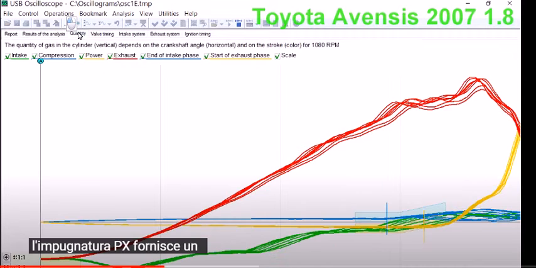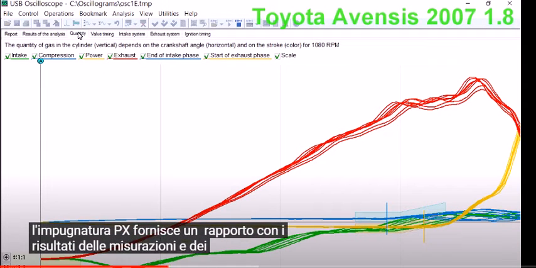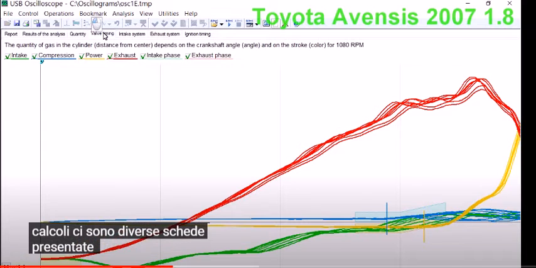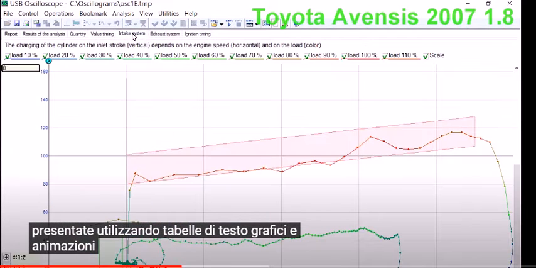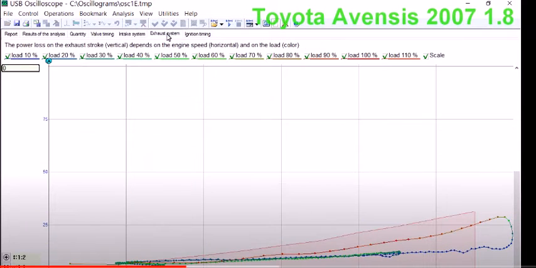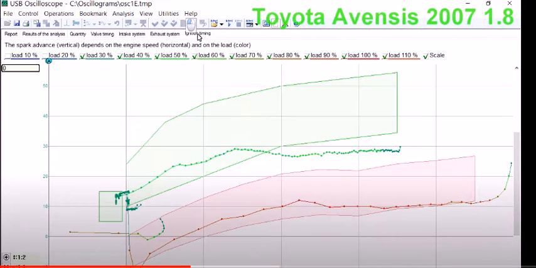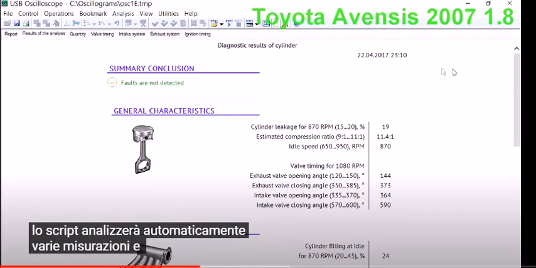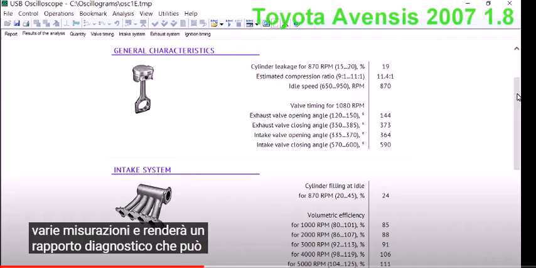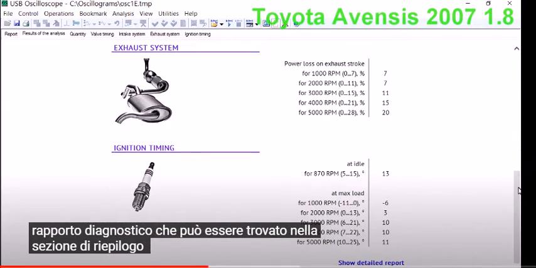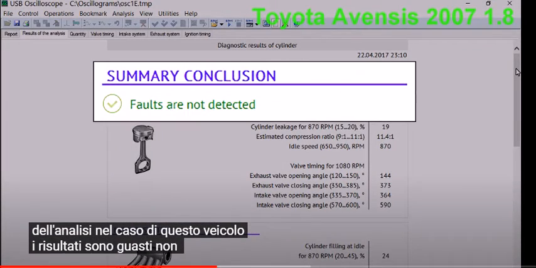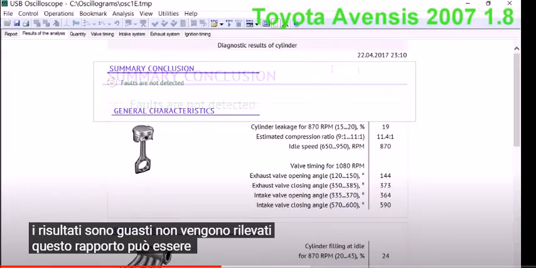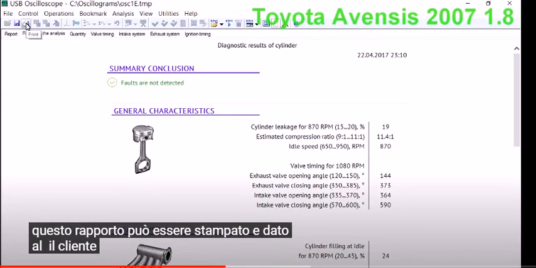The PX script provides a report with the results of the measurements and calculations. There are several tabs presented using text, tables, graphs, and animations. The script will automatically analyze various measurements and render a diagnostic report, which can be found in the summary section of the Results of Analysis tab. In the case of this vehicle, no faults are detected. This report can be printed out and given to the customer.